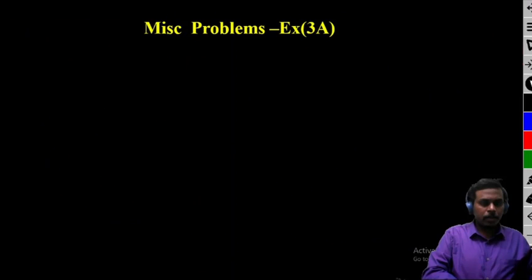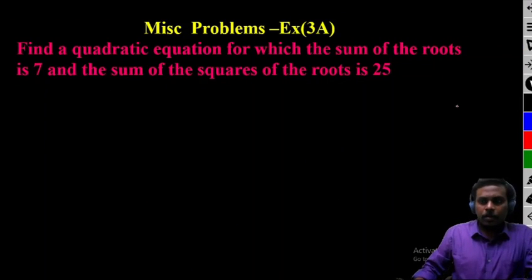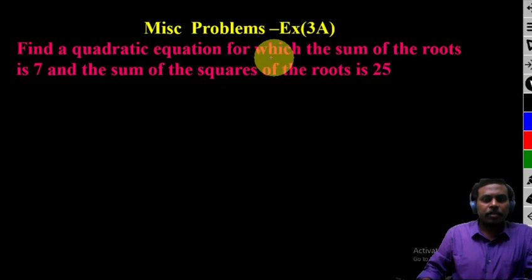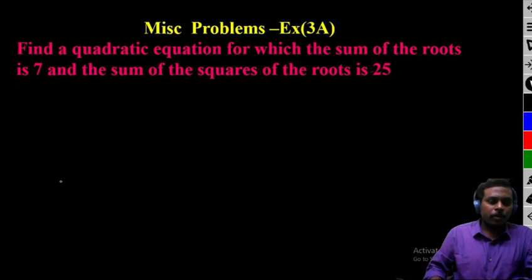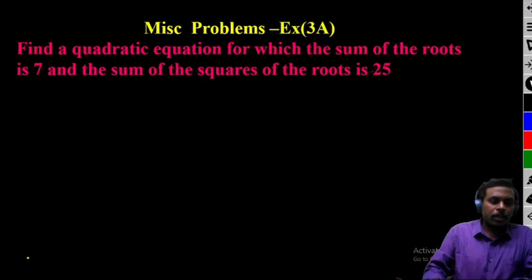Let us solve one more problem. The problem goes like this. Find a quadratic equation for which the sum of the roots is 7 and the sum of the squares of the roots is 25. Now for this we need to find out the solution.